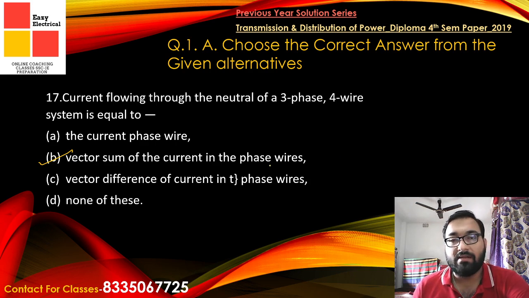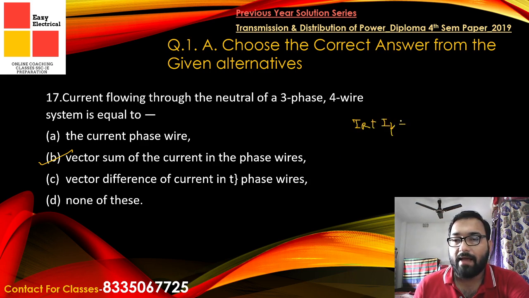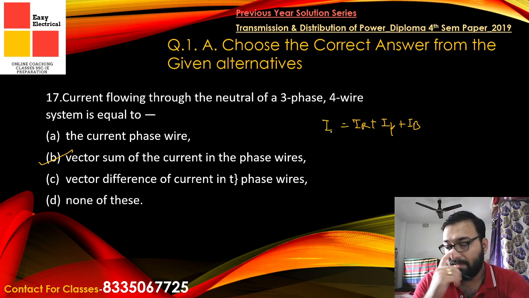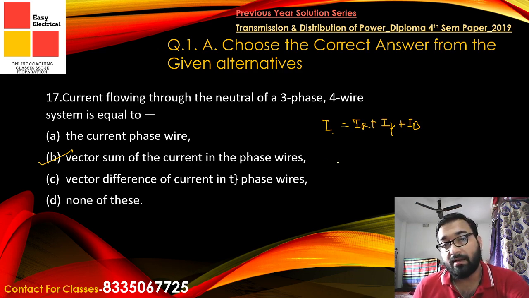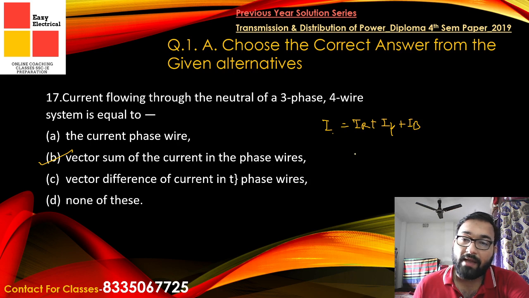The vector sum of the currents in the phases of the wires are coming back. So if we consider IR, IY and IB to be the three line currents, we can say like that. The current that is flowing through the phase wires, we call it line currents only. That is in between two lines, we call it line current. And if it is between a line and a phase, we call it a phase current. So this is basically the summation of all the three.